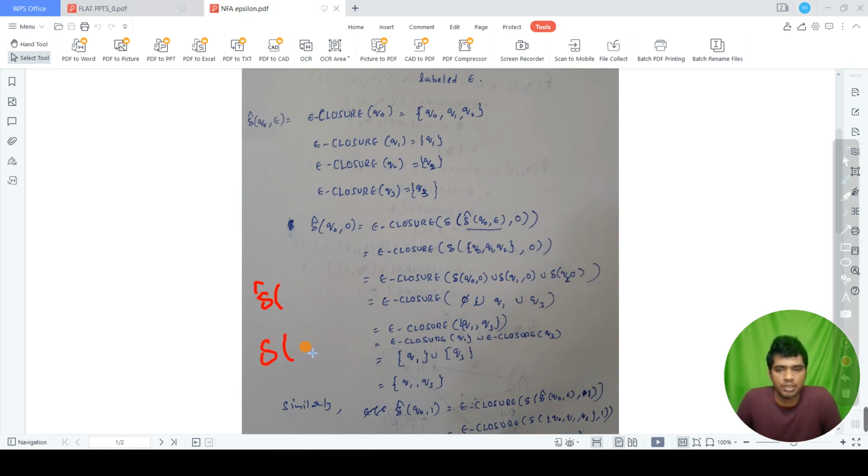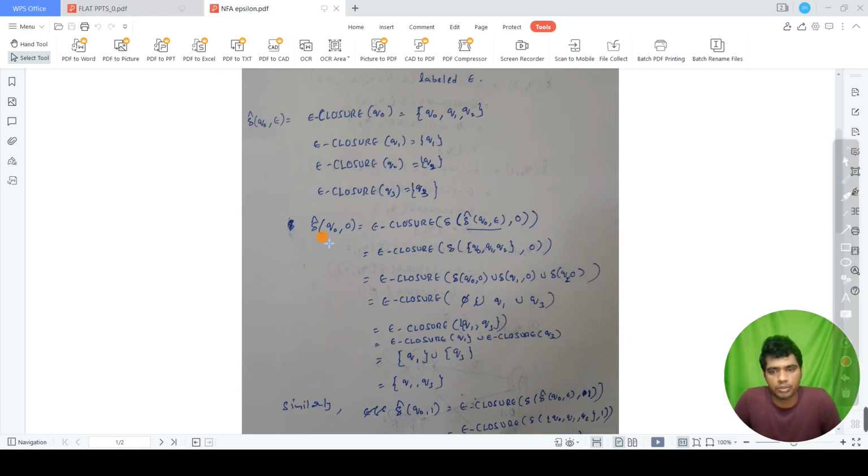Delta simply means some state and some input, only one single input. Generally delta cap means some state, and it may include epsilon transitions or more than one input. Let's say W. W is a set of strings, so it can be 0, 1, or it can be 1, 0, or it can be A, B, like this. It can have more than one input, so it is a string. W is a string, whereas here I is simply one input symbol. Delta cap is also for epsilon transitions.